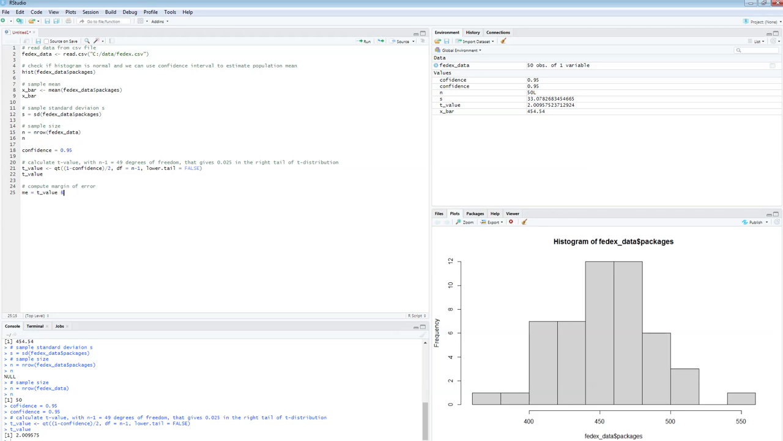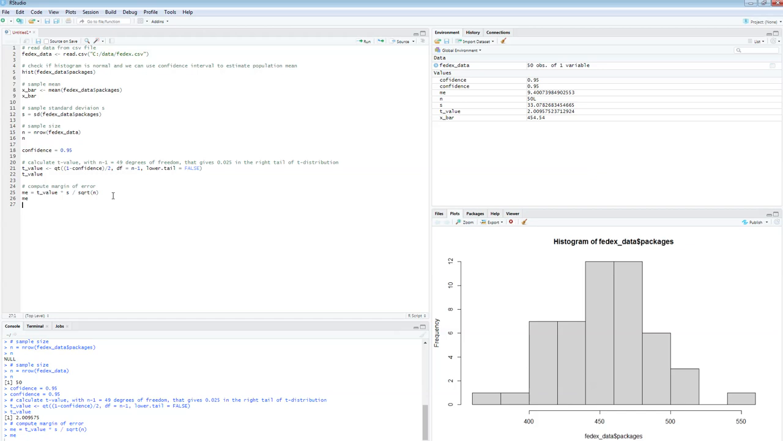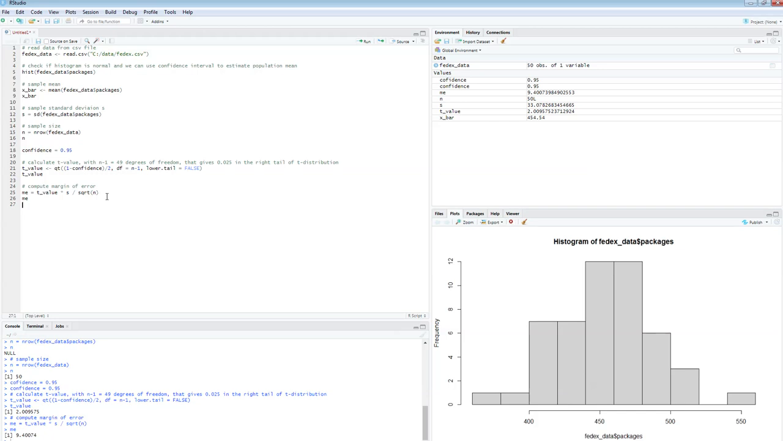right, that I just computed, multiplied by s. That's what I called my standard deviation right here, okay? And after that also divide that thing by square root, sqrt, of n. And n is also, well, I have the n, right, sample size. Kaboom. Okay, so let's see how much the margin of error is. 9.4, right?